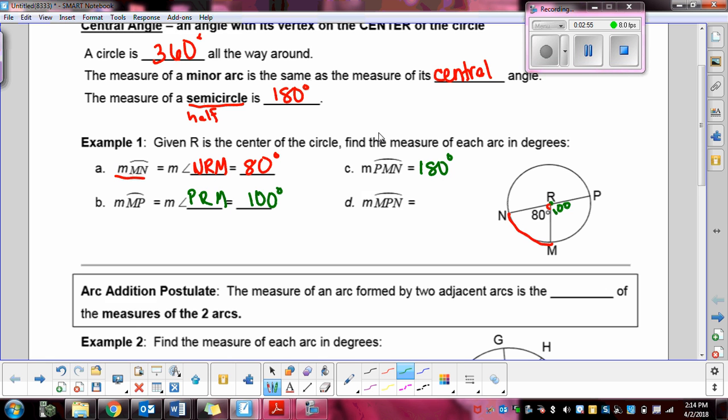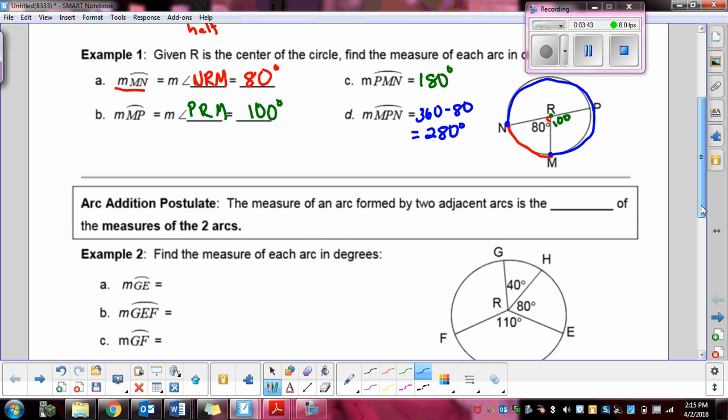This is a semicircle. M, P, N. M means we're going to start at M. We're going to go along to P and then along to N. So we're going along from M to N, but the long way. A whole circle is 360, but we're not using this part right here that's 80. So it's going to be 360 minus 80. Just plug that into your calculator. 360 minus 80 is 280. So this whole blue part is 280 degrees.